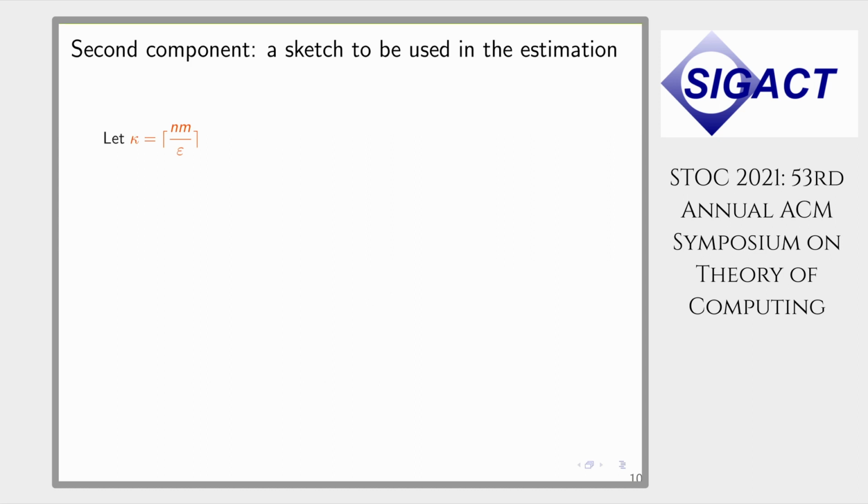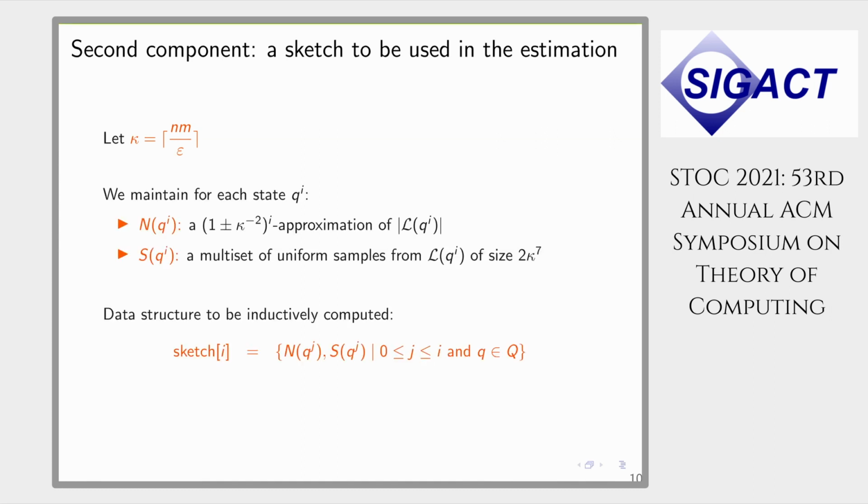So the idea here is the following. We will need this parameter kappa, which is polynomial in n, m, and 1 divided by epsilon. And what we want to do, in order to estimate this number of paths, is maintain a data structure. In this data structure, we will keep two things, actually. We will maintain some approximations, but also some set of uniform samples. So in particular, what we do is the following.